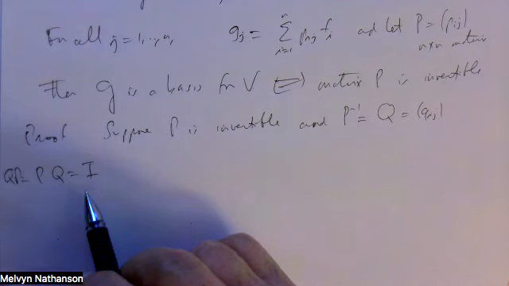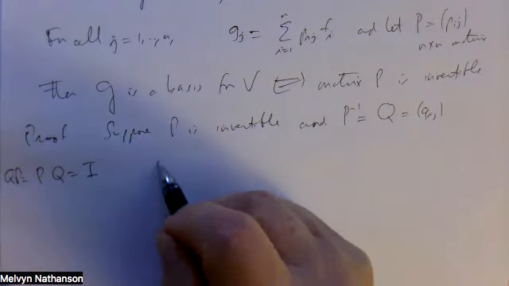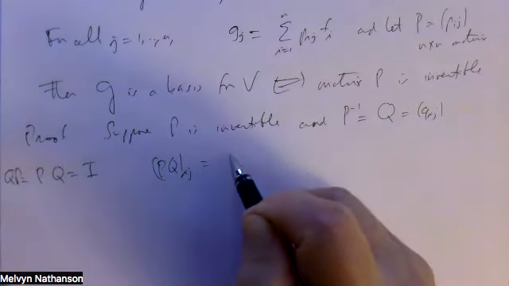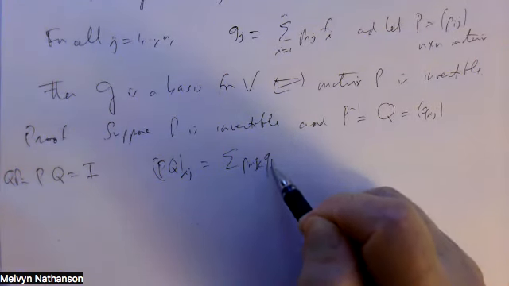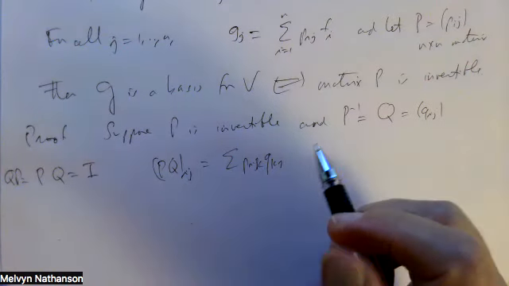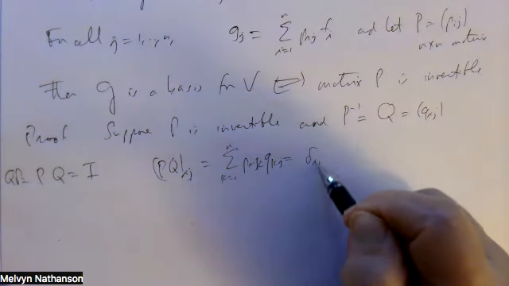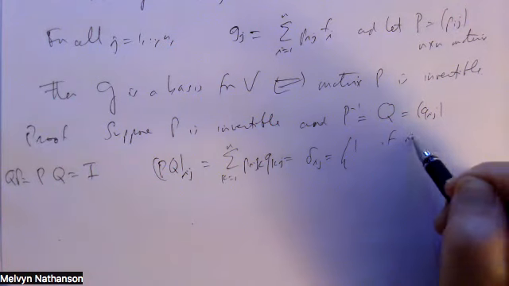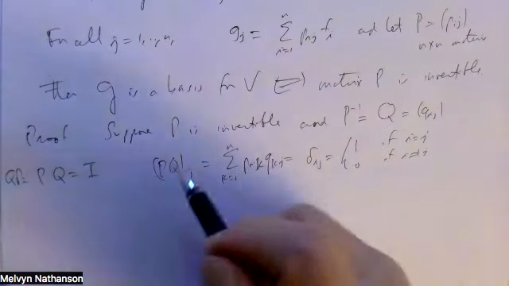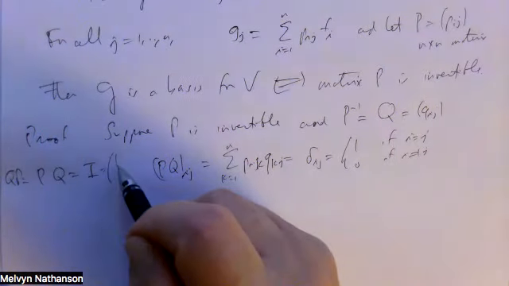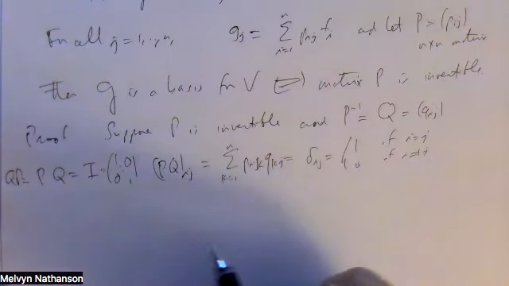So to say that P times Q is the identity means, if you multiply the matrix PQ, what is the ijth coefficient? It's the summation of P_ik Q_kj, k goes from 1 up to n. And this is equal to delta ij, which is 1 if i equals j and 0 if i is different from j, because the identity matrix has exactly that property. The coordinates where i equals j are 1 and the other coordinates are all 0.